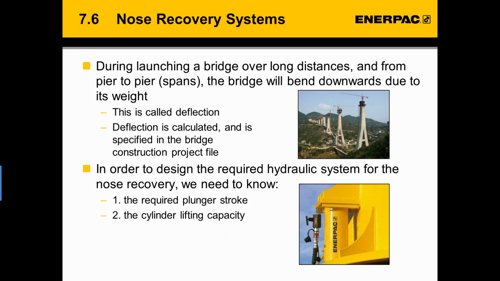Nose recovery systems are used to compensate deflection or the bending downwards of the bridge element when being moved to the next support to cover the span between the piers. Deflection can be calculated and is specified in the bridge construction file. Lifting capacity and required plunger stroke can then be deduced from these data in the file.